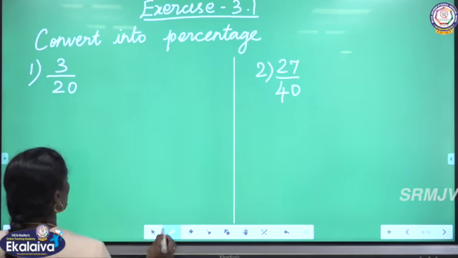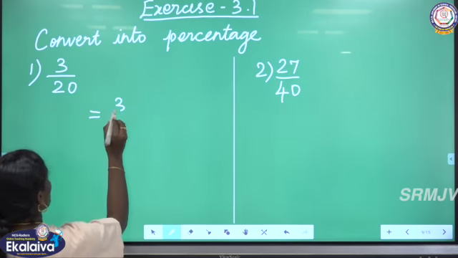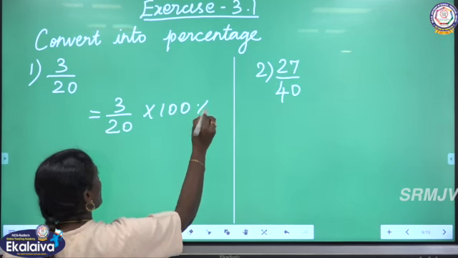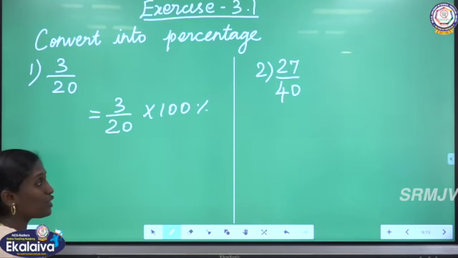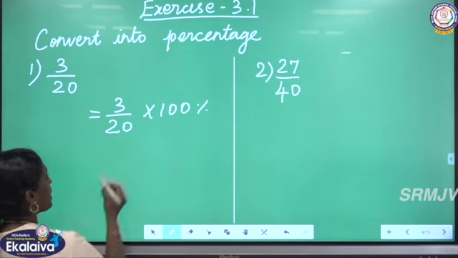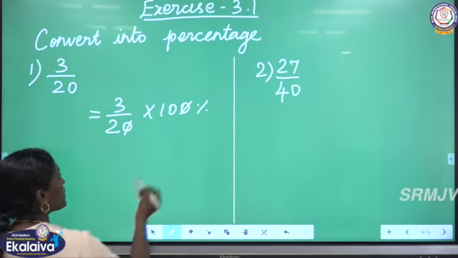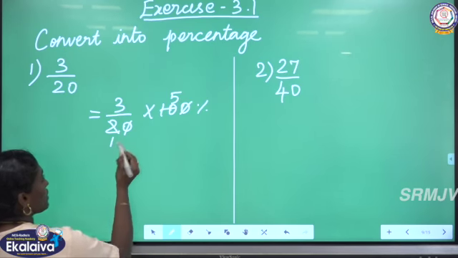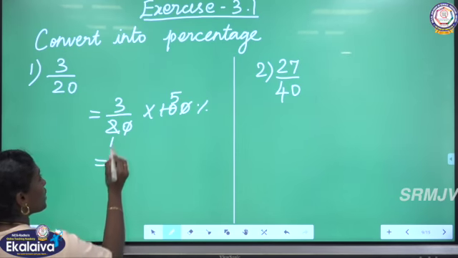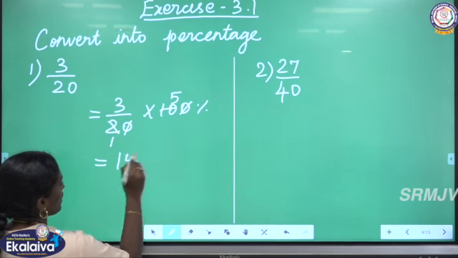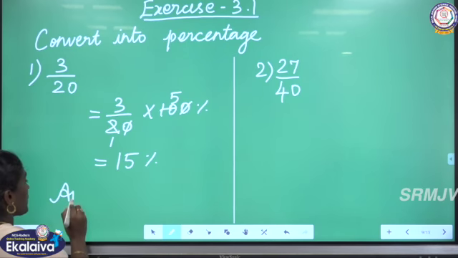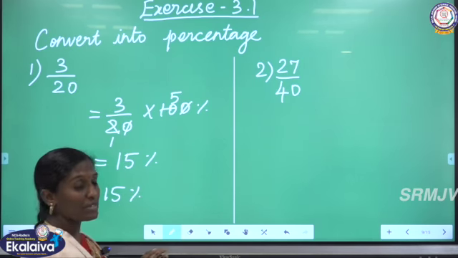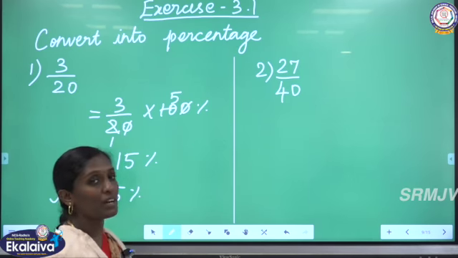For that we are going to multiply the given fraction 3 by 20 by 100 percentage. Now if there is any possibility to reduce the numerator and denominator, we can reduce it. Here we can cut 10 and 10, then in 2 table 1 time, here in 2 table 5 times, 10. Now we have to multiply the numerators. 3 5s are 15. So that is 15 percentage. Answer is 15 percentage. To convert a fraction to a percentage, we multiply it by 100 percentage.